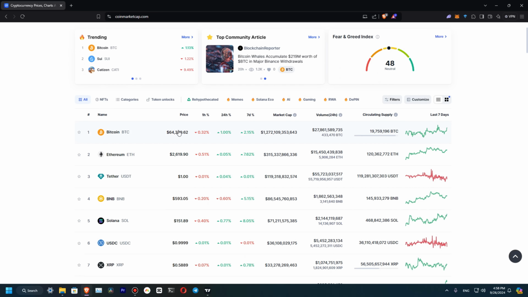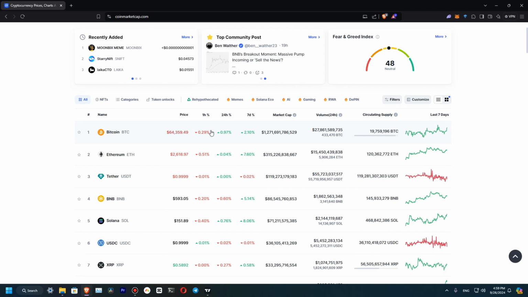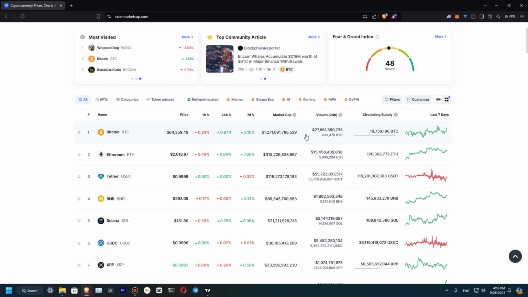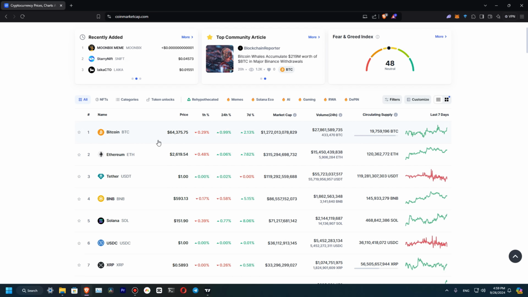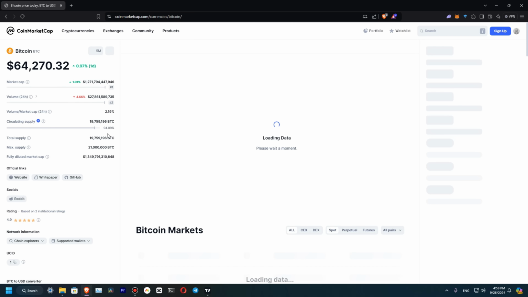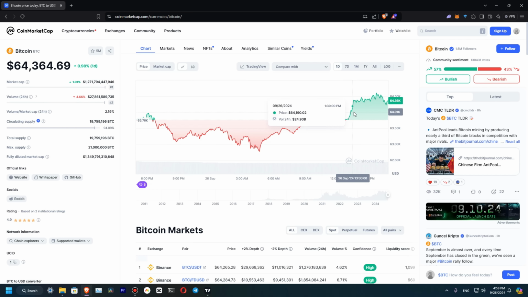You can see our price, our change for 1 hour, 24 hours, 7 days, our current market cap, our trading volume, and the total supply. And over here you can see the graph. If you click on a cryptocurrency, you can see more details on it.